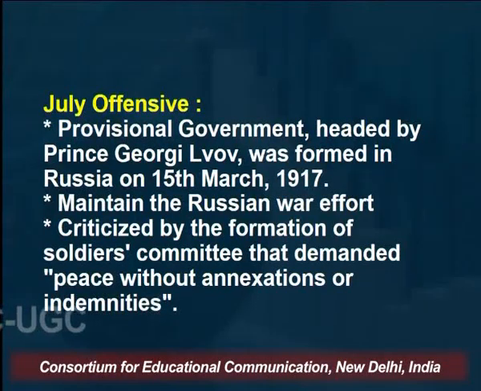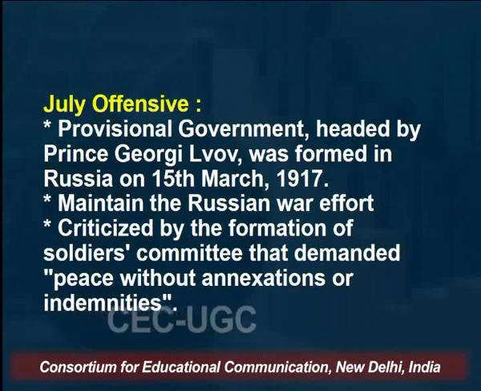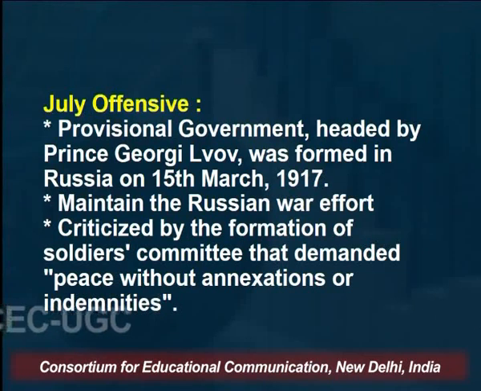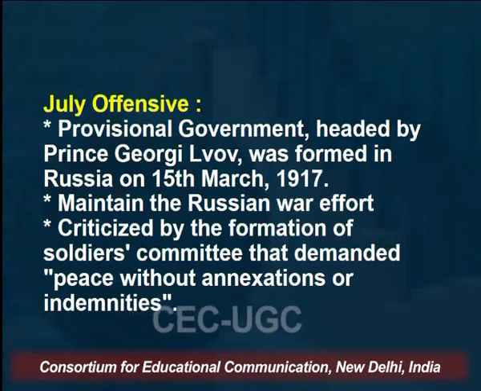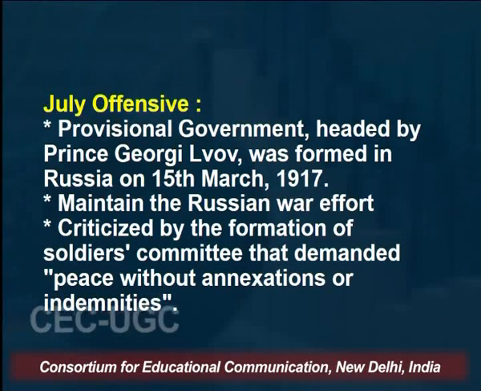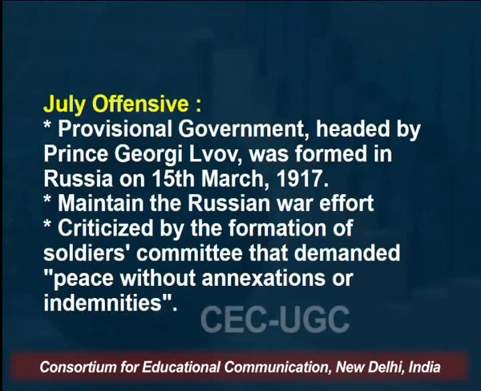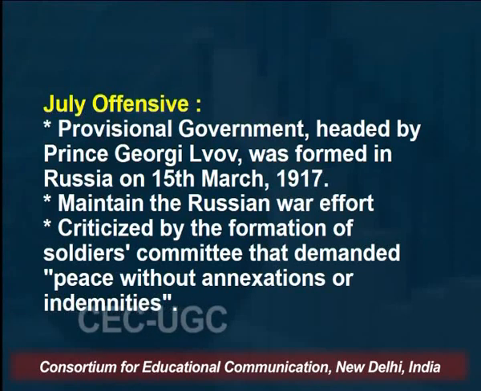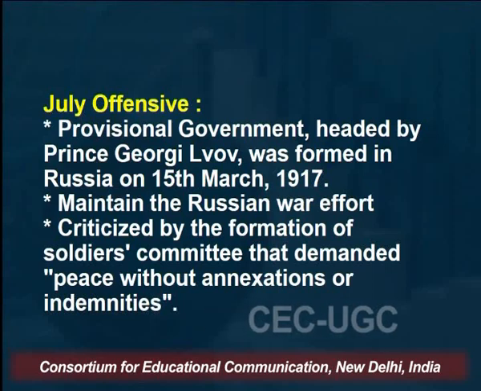It becomes also important then to look towards the July offensive. The provisional government, headed by Prince Georgy Lvov, was formed in Russia, going by the important dates that we get from various historical narratives, on 15th March 1917. That is, to maintain the Russian war effort. It was criticized by the formation of Soldiers' Committees that demanded peace without annexations or indemnities.